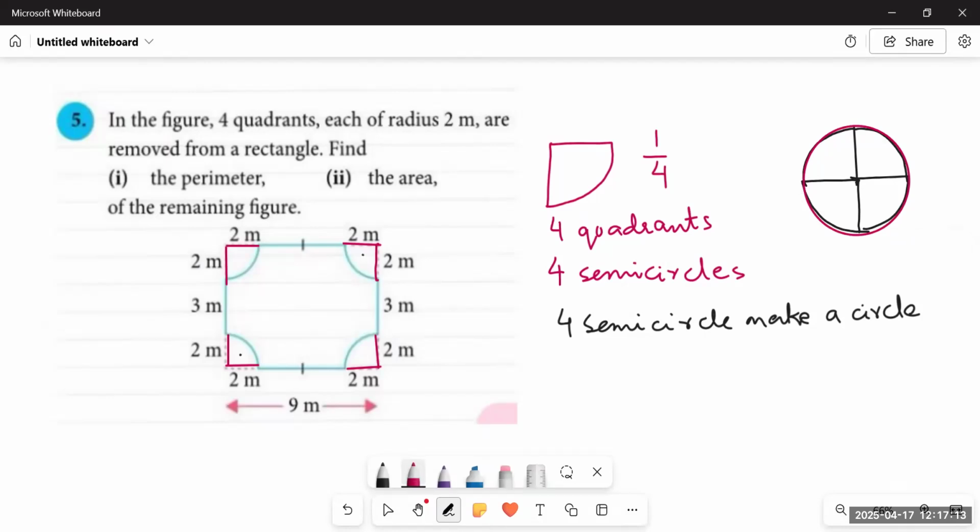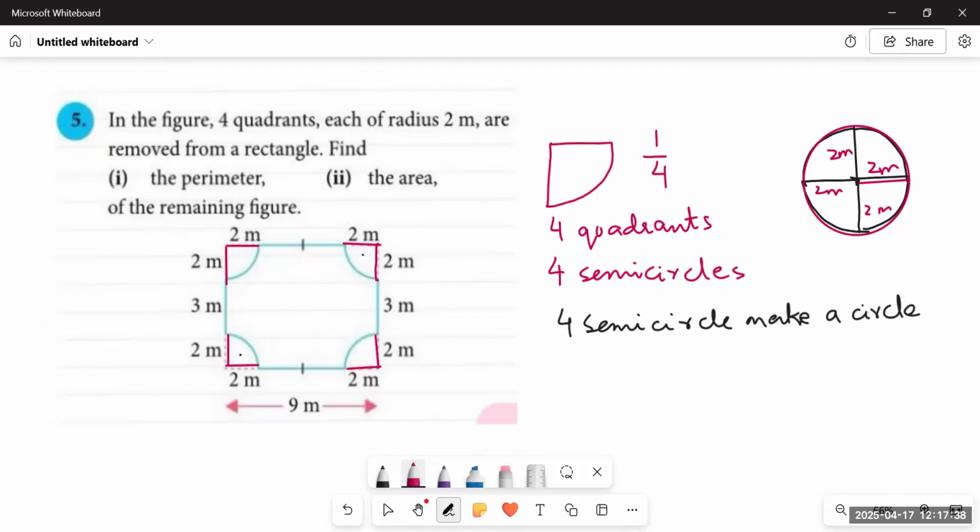Let's read the question once again. In the figure, 4 quadrants, each of radius 2 meters. It means all of these semicircles are of equal length. And what is this? This is the radius. This is of 2 meters. This is of 2 meters. This is of 2 meters. This is of 2 meters. Then they're saying remove from a rectangle, find the perimeter and the area of the remaining figure.